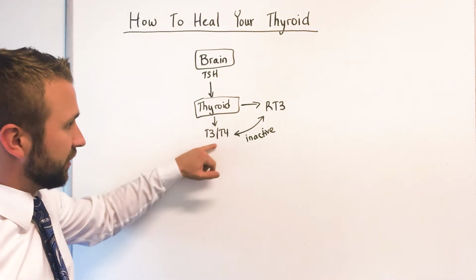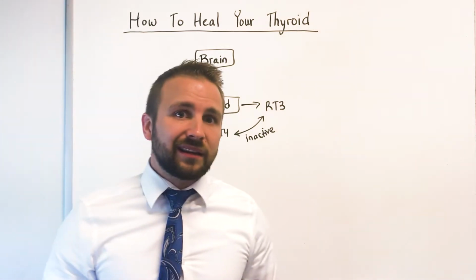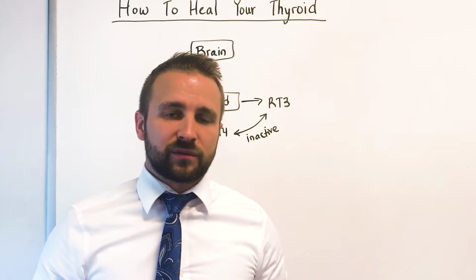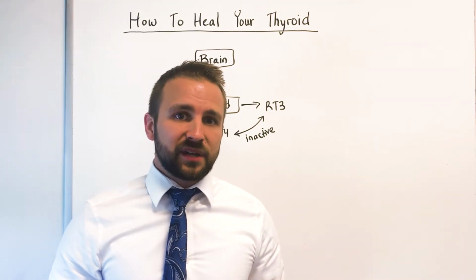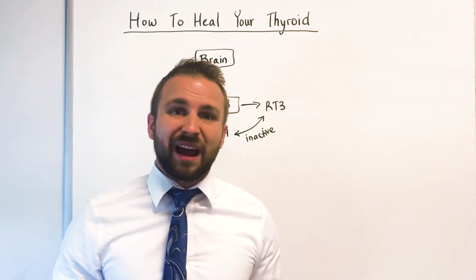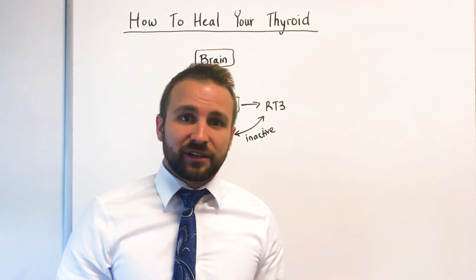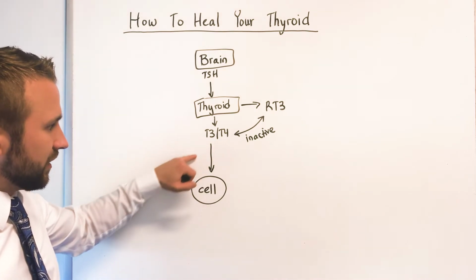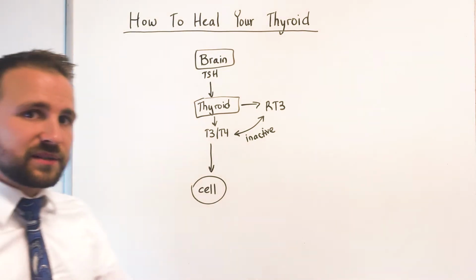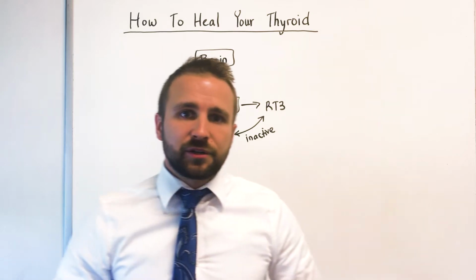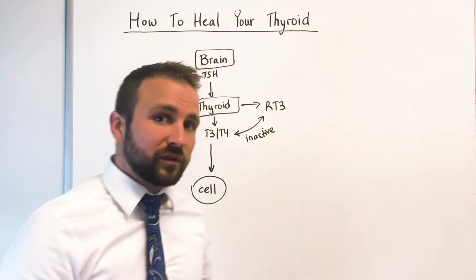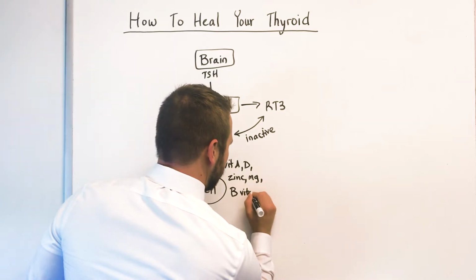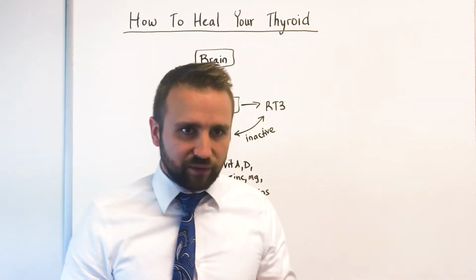So the thyroid produces T3 and T4. Now here's the thing, these T3 and T4 need to make their way into the cells. If they don't make their way into the cells, then you're not going to use thyroid hormone ever. And that's pointless. You need to use thyroid hormone. So we want to make this into the cell. In order to get T3 into the cell, and this is peripheral cells, we need to have a number of nutrients. These include vitamin A, vitamin D, zinc, magnesium, and other B vitamins. So this is the thyroid hormone pathway in a nutshell.